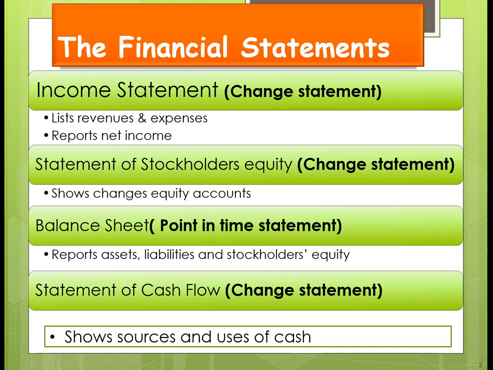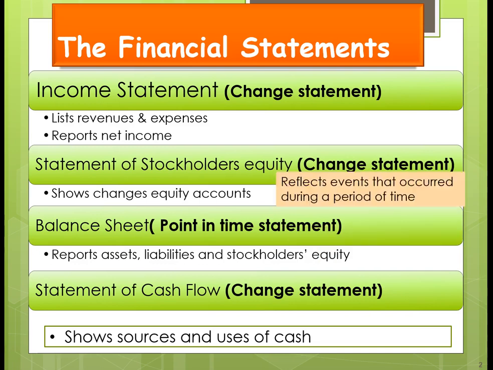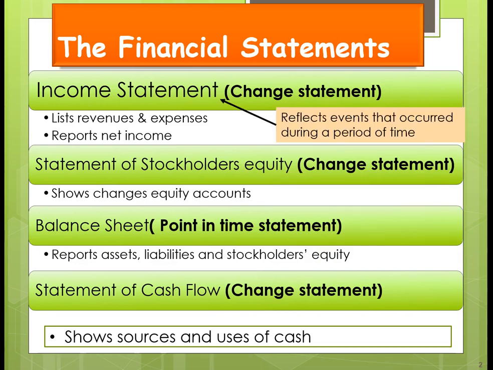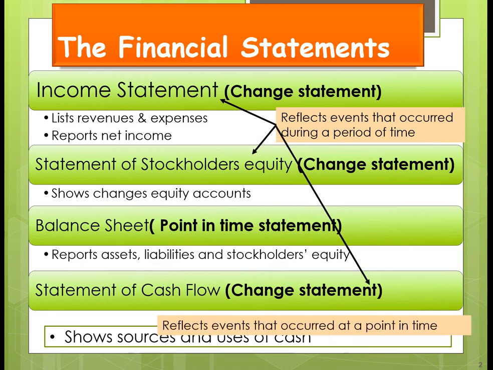Then we have the balance sheet. Now, the balance sheet is going to take that ending balance in our retained earnings account, and we're going to create the balance sheet, which is going to report assets, liabilities, and stockholders' equity. The last statement we prepare is the statement of cash flow. This is going to explain the change in the cash balance from the beginning of the year. Again, these reflect events that occurred during a period of time.